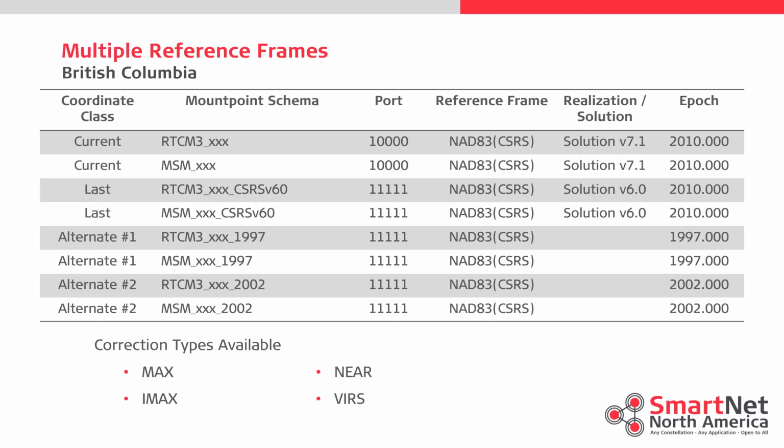So the last CSRS version 6.0 Epoch 2010 solution will be available, should you need to stay on the version 6 solution for a period of time. But then we'll also have the 1997 and the 2002 solutions in British Columbia, and the coordinates of those stations will not be touched. They will not be changed. They will not be updated. Whatever they are today is what they will be going forward. Again, any new stations that get brought online really can't get back to that 97 or 2002 solution, but we're pretty dense in the Lower Mainland right now.